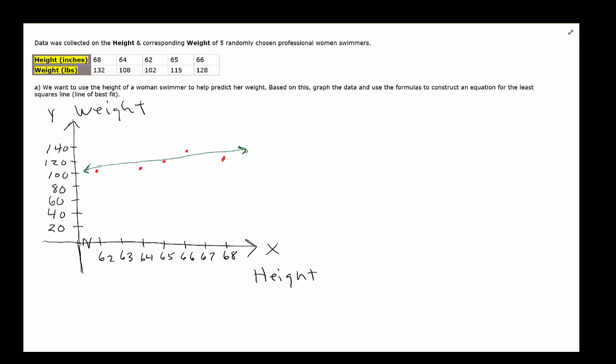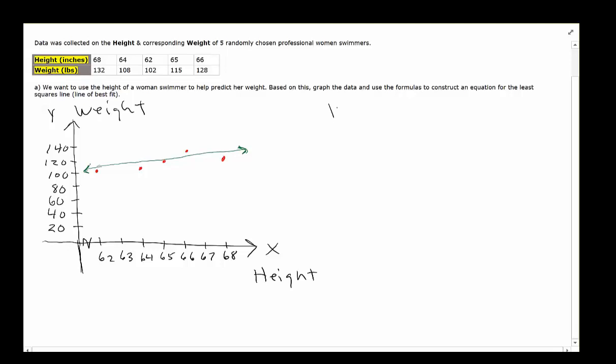The line is as close to all the points at the same time as it could be. It minimizes the total sum of differences between the points and the line. And if you follow these formulas, that's what you'll get. Excel can do that for us, but let's go ahead and see how the formulas work.